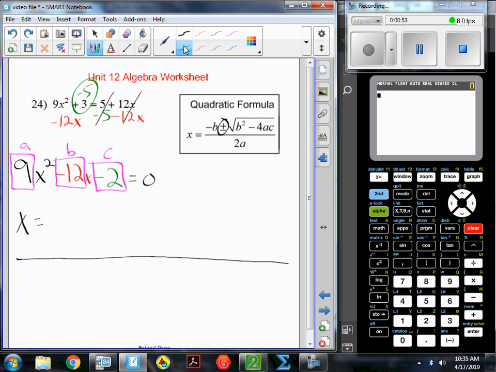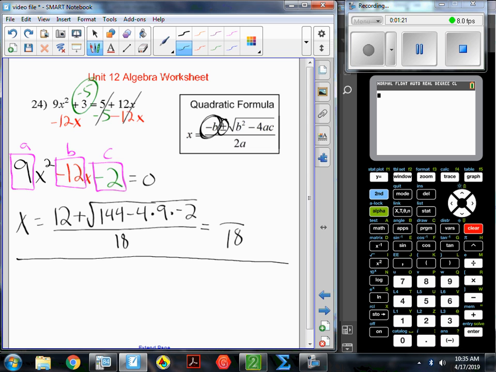So x equals the opposite of b. That's what the negative b stands for. Opposite of b, so positive 12 plus the square root of b squared. Negative 12 times negative 12 is 144. Okay, b squared minus 4 times a, which is 9, times c, which is negative 2. All over 2 times a. 2 times a is 18. So something over 18.